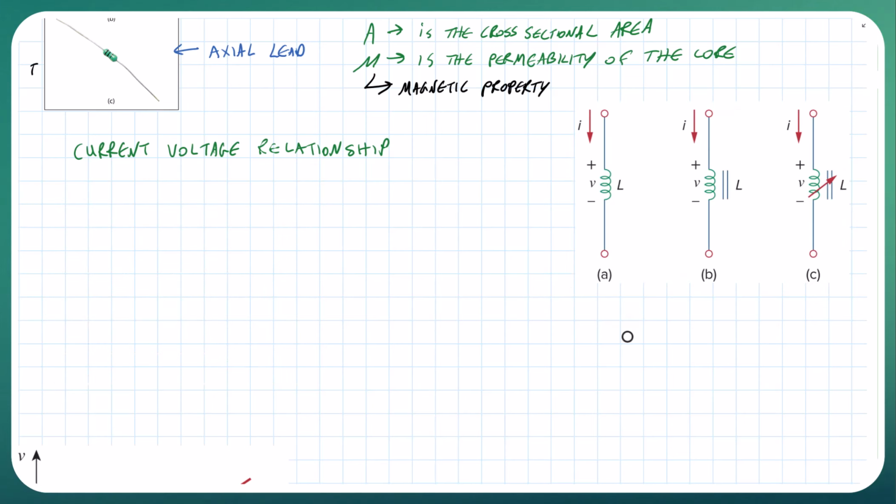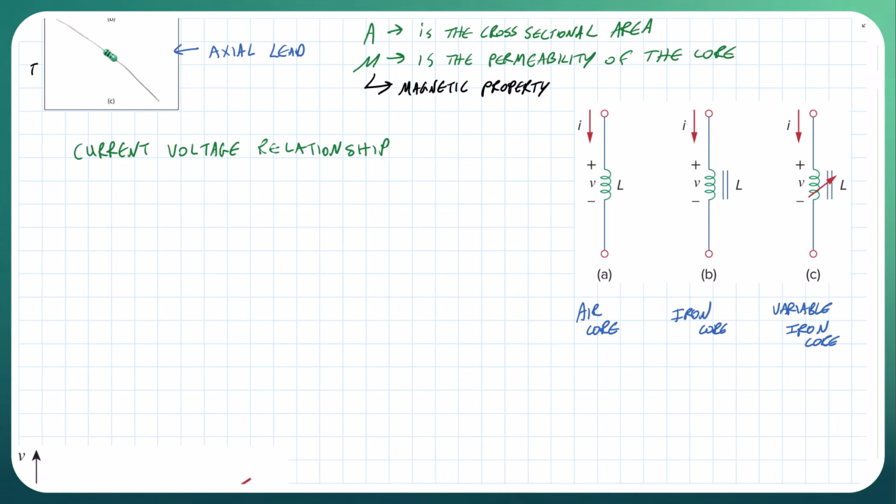These are typical symbols for inductors, where the first one is a symbol for an inductor with an air core. The second one is an iron core. Again, the core is going to affect the permeability, or the mu. And then the third one is a variable iron core. Okay, typical symbols for an inductor.